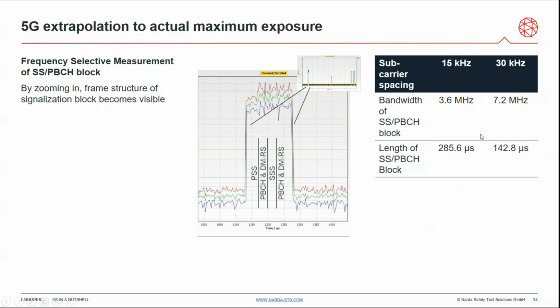You can verify by the standards the length of that. It's either 285 microseconds in the 15 kilohertz subcarrier spacing configuration, or 142.8 microseconds in the 30 kilohertz configuration of subcarrier spacing. And also the bandwidth, you can double verify that in frequency domain. The bandwidth of the block in frequency domain is almost double in the 30 kilohertz subcarrier spacing case.